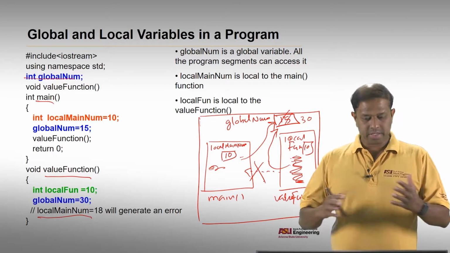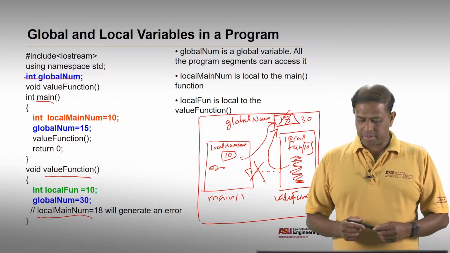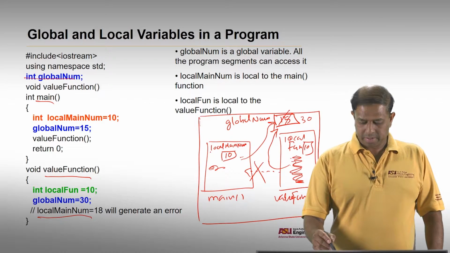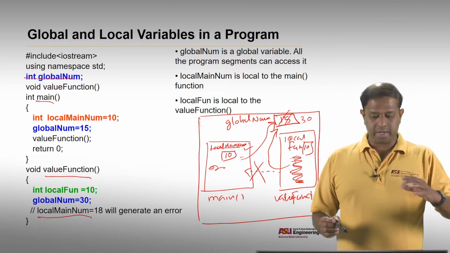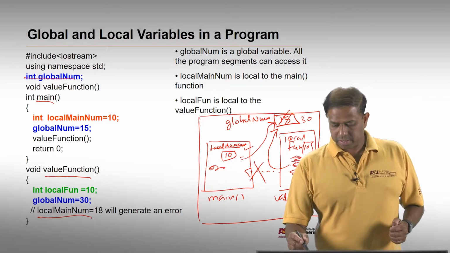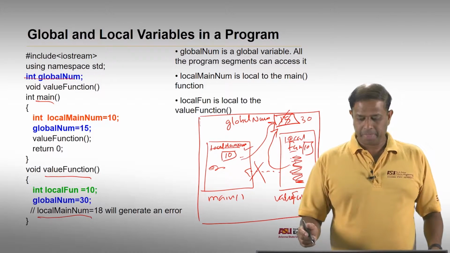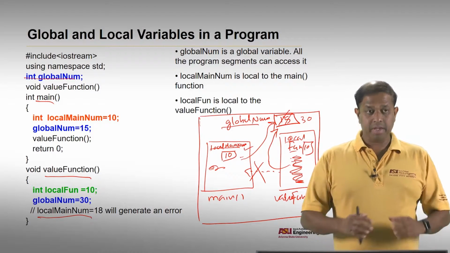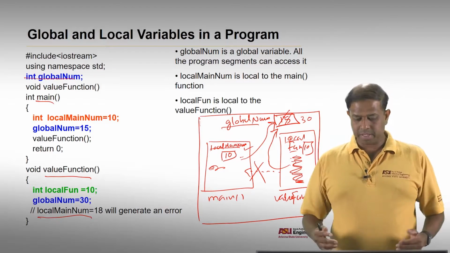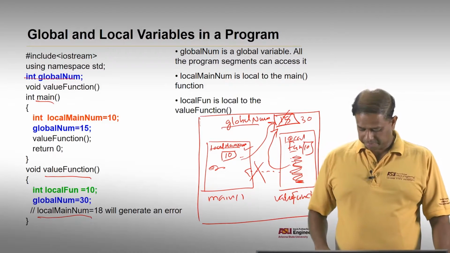So that's the scope of the variable. Therefore, local main num has a scope only to the main method. Likewise, a local fun variable has a scope only for that particular function. However, global num has a global scope, so both methods can access it, right?